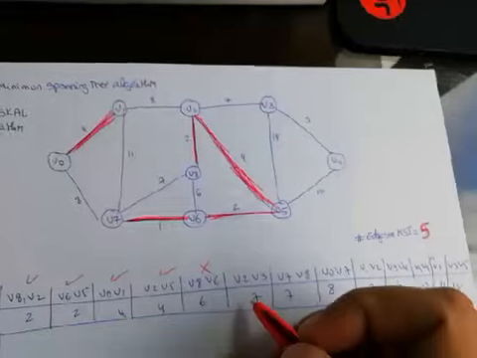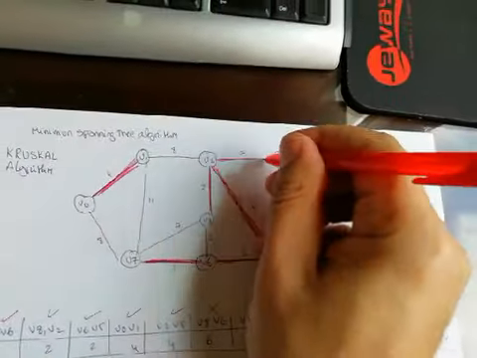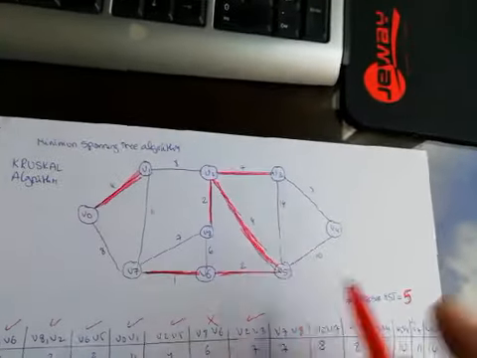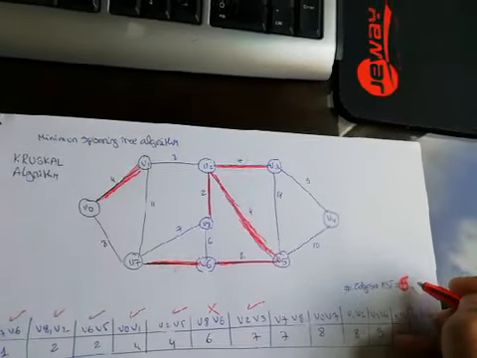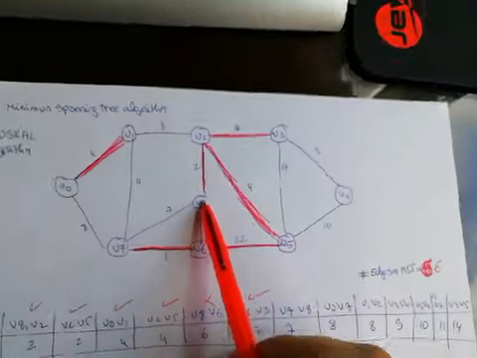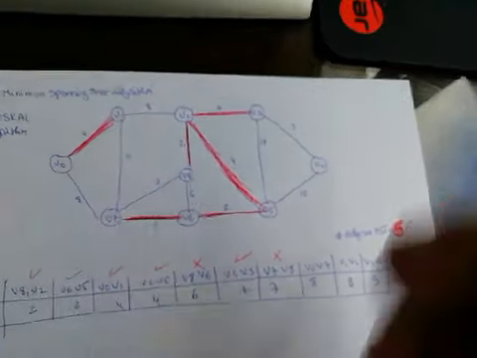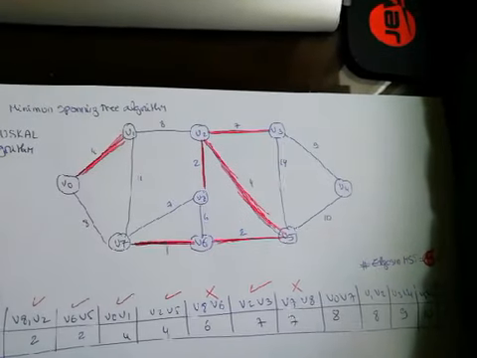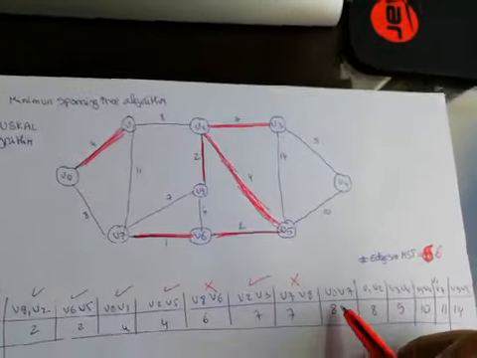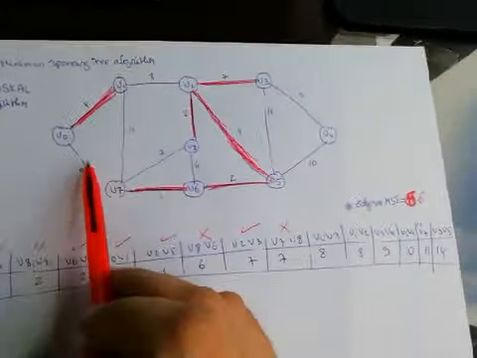Then we have V2, V3. V2, V3 is 7, does not form a cycle, so we consider it. V7, V8, so here we have 6. V7, V8, do we do it? No, because it forms a cycle, so we have to avoid it. V0, V7, do we do it? I just need to double check this. V0, V7, do we do it? Yes, because it does not form a cycle.